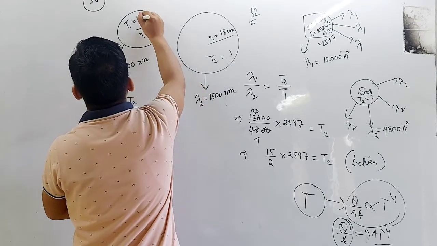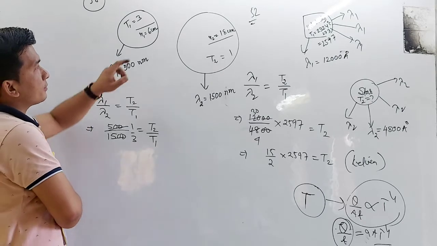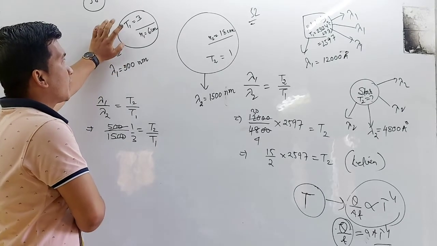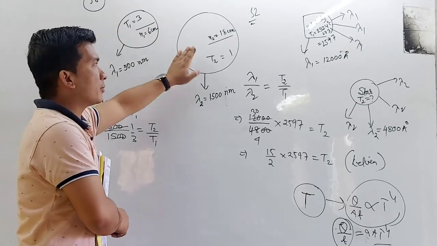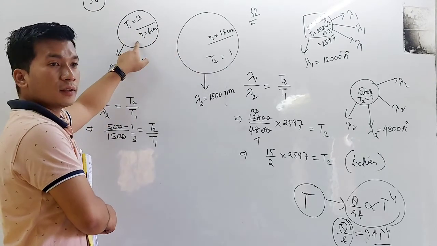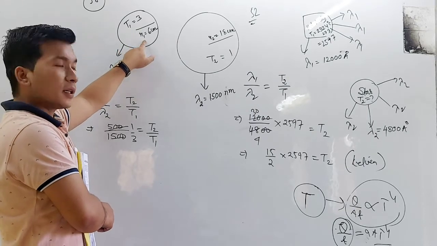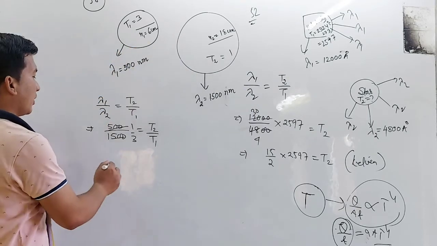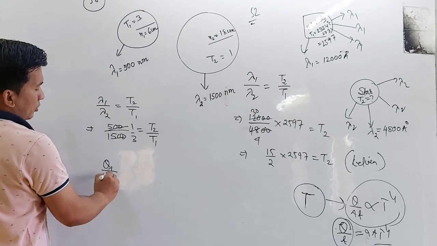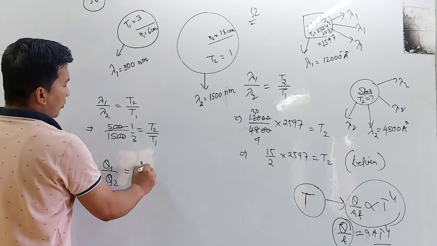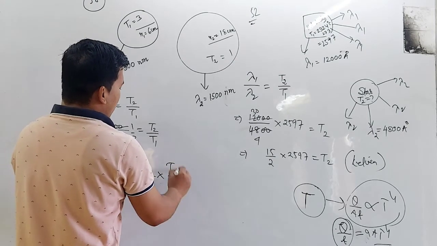Now since we know the temperature of the first black body and the temperature of the second black body, and what about the area? We can easily find out the area of the black body. The heat energy emitted will be Q1 by Q2 equal to A1 by A2 into T1 by T2 raised to the power 4.